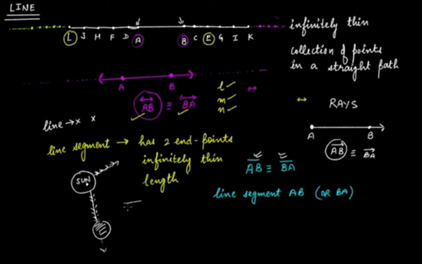Another example is a torch. When you switch on the torch, rays come out of it. Suppose you have a bulb, this LED bulb or whatever, the light rays come out of it, right? So this is the starting point here, and this arrow represents that since light travels infinitely, it will have no end at this point, and that's what a ray is.